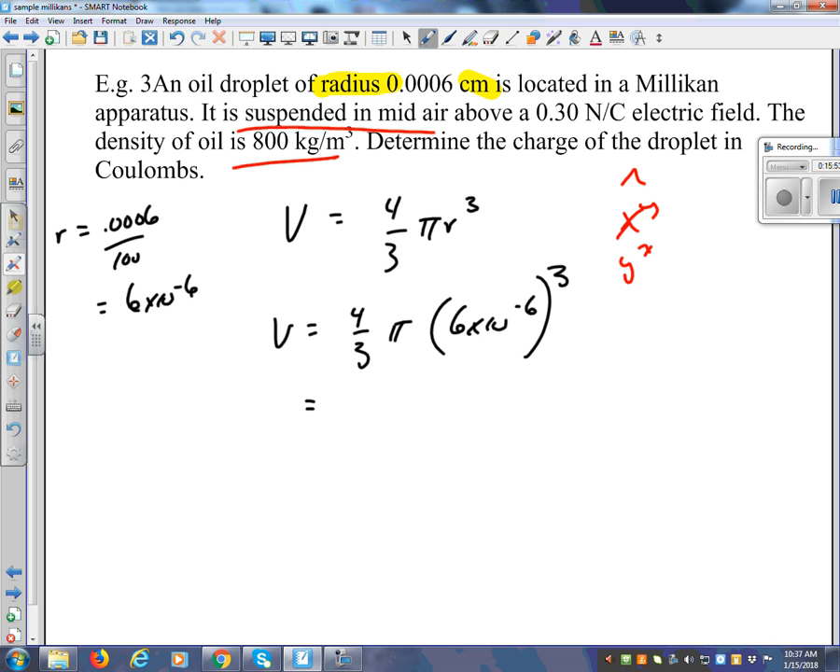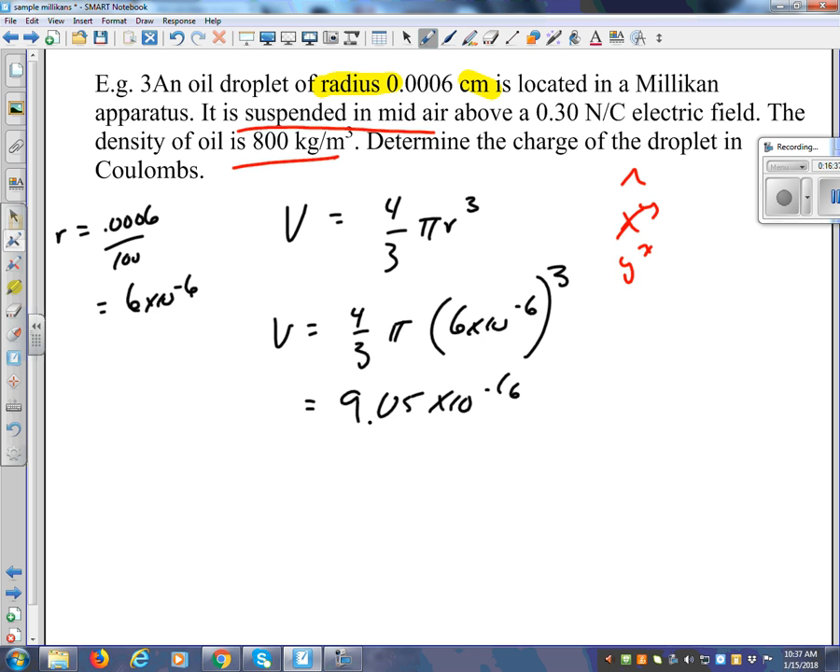So I'm going to go on my calculator, I'm going to go 4 divided by 3 times, now you should use the pi button that many of you will have, that I can't seem to find on this one. There it is. 4/3 times pi times 6 exponent negative 6 to the power of 3. And make sure you hit equals. You're going to get a really tiny number. I get 9.05 times 10 to the minus 16.